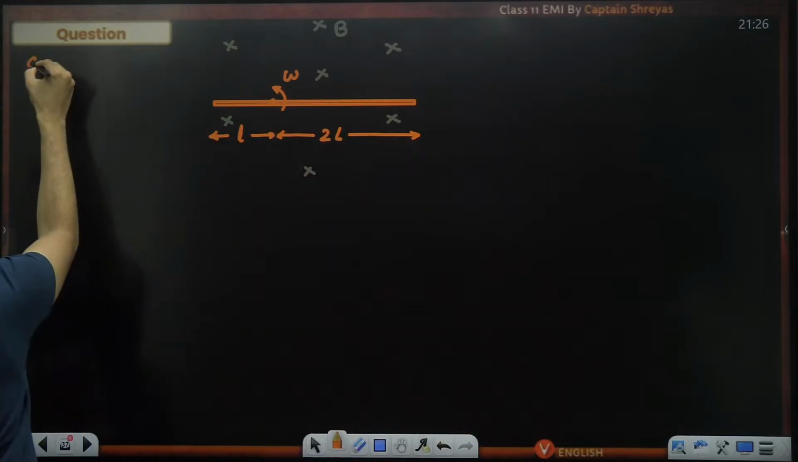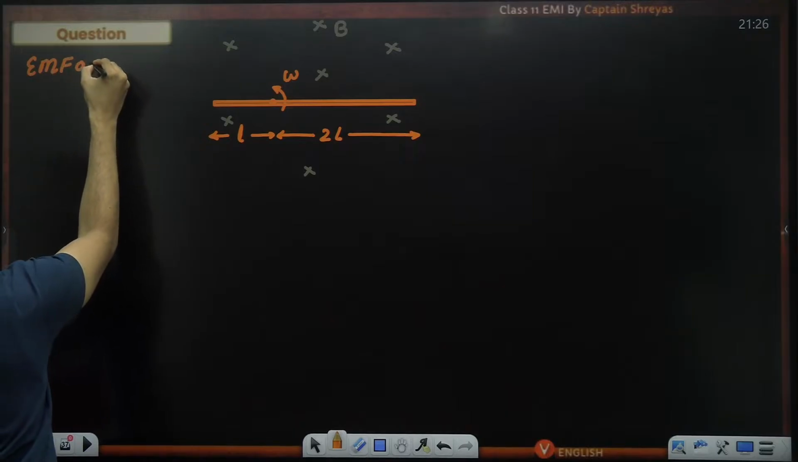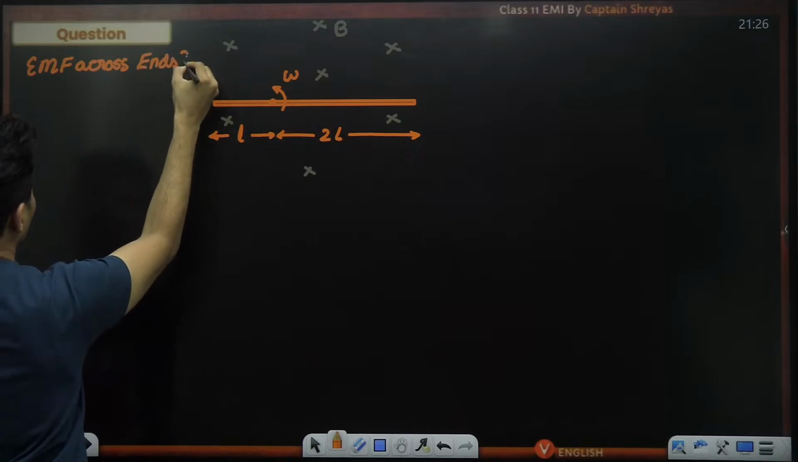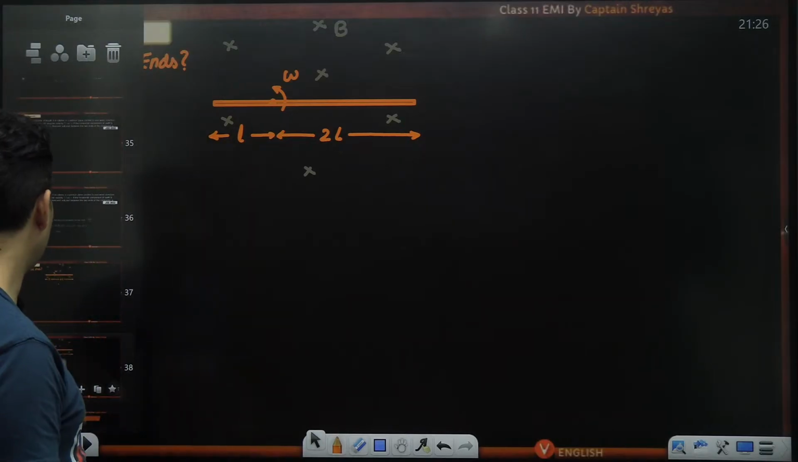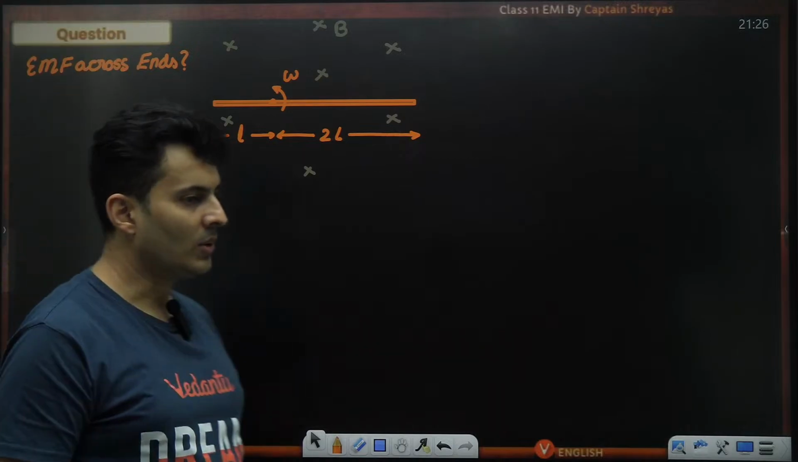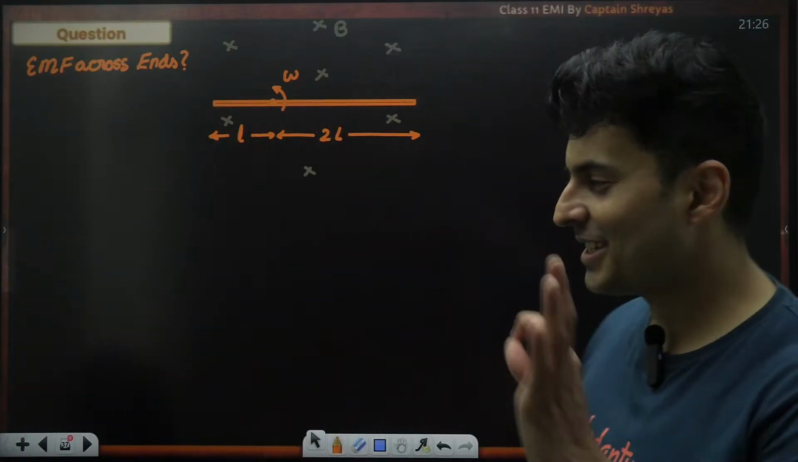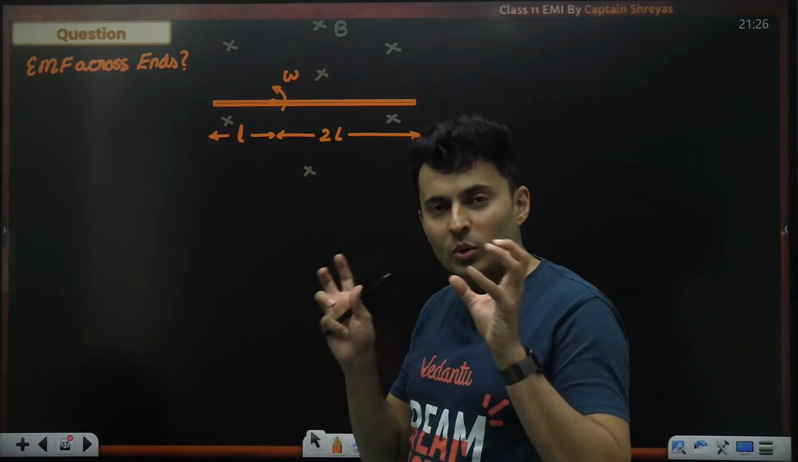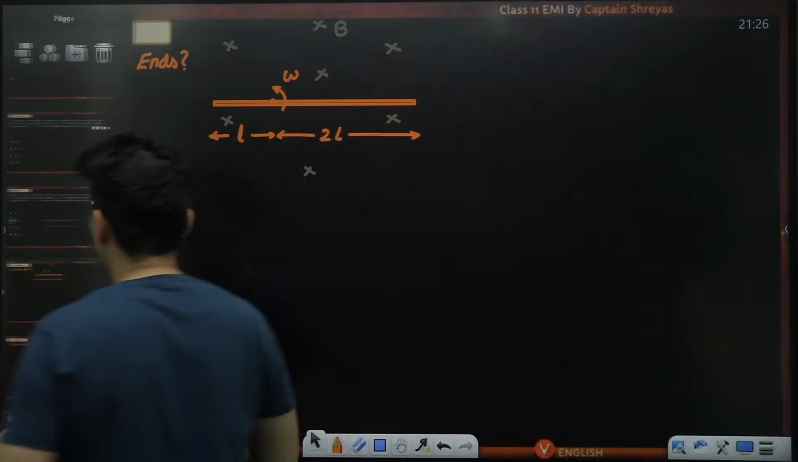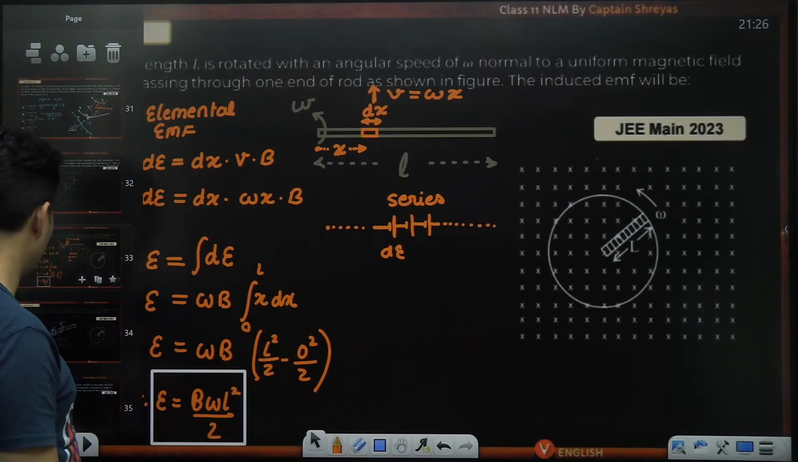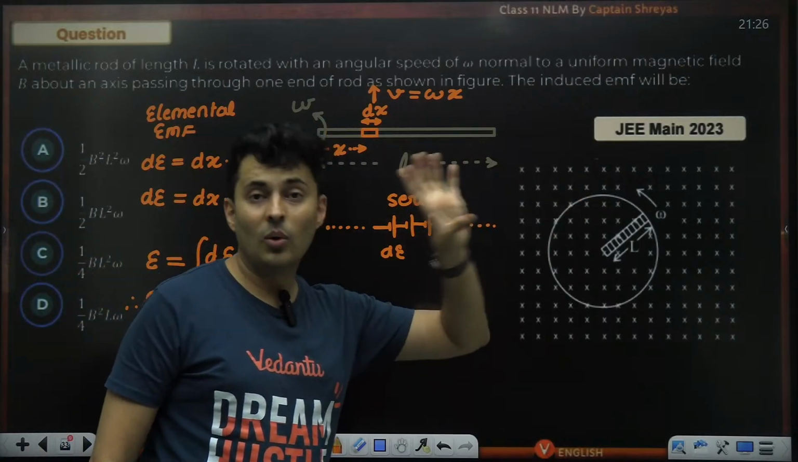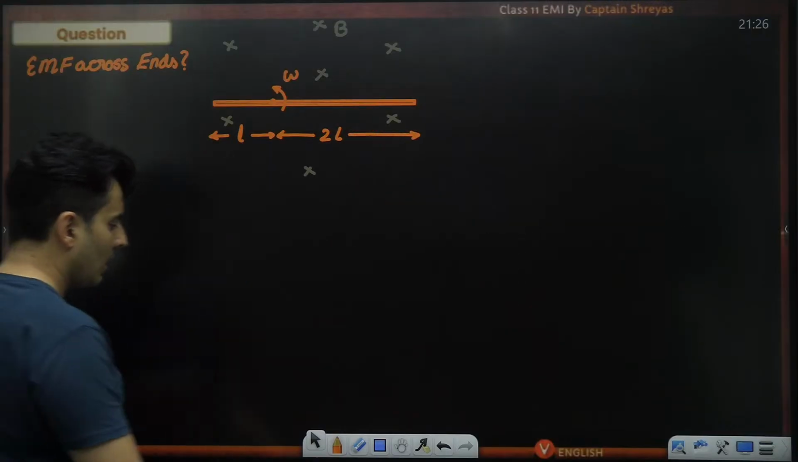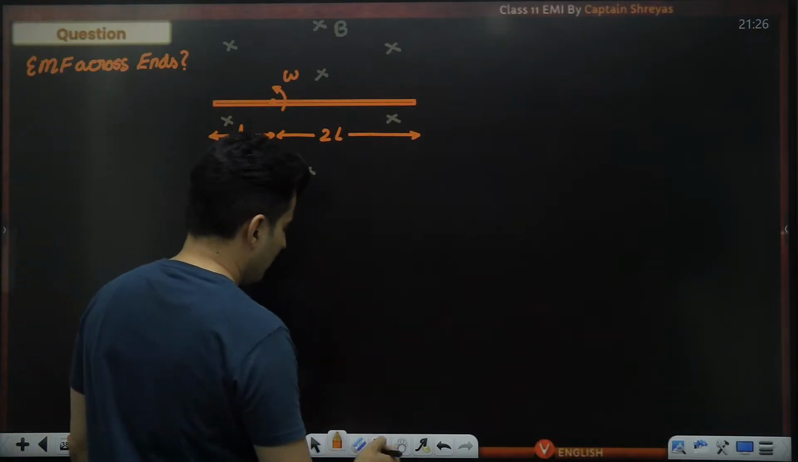Question is, what is the EMF across the ends of the conductor? A very interesting question, guys. Let's see how we do it. I'll tell you what. Break this problem into two smaller parts. Just now what I showed you was, if there is a rod which is rotating about an end, what is the EMF? So what I will do, I'll break it into two rods like this.